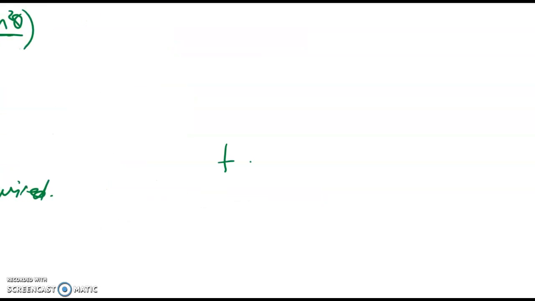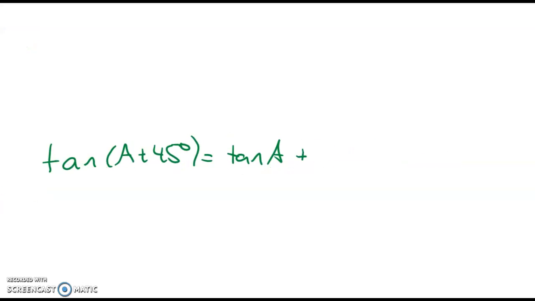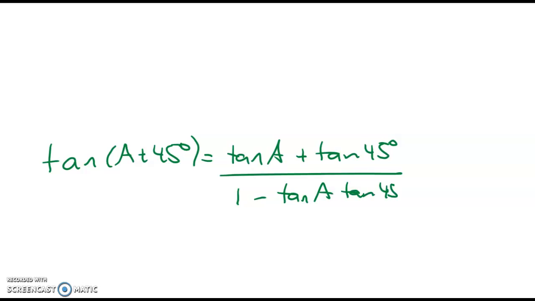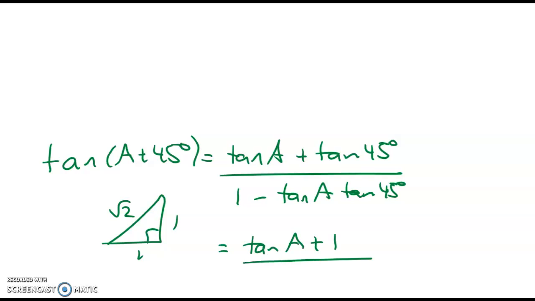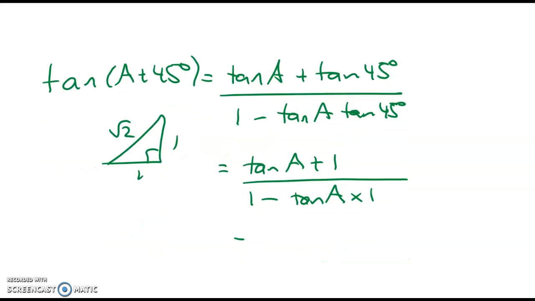So moving over here, tan of A plus 45 degrees is equal to tan A plus tan of 45 degrees over 1 minus tan A tan 45 degrees. And we know that that is just a 1, 1, root 2 triangle. So that equals tan A plus 1 over 1 minus tan A times 1, which cleans up to be 1 plus tan A over 1 minus tan A. So that's that first one done.